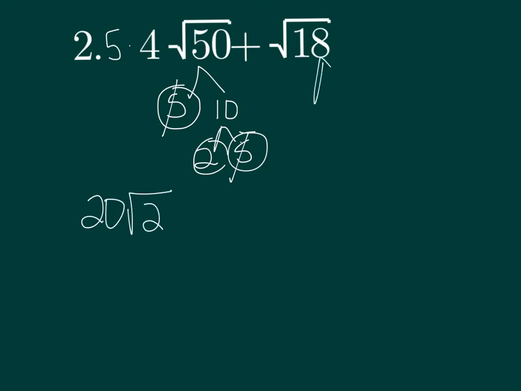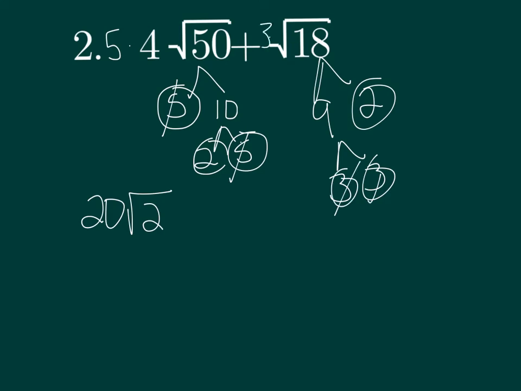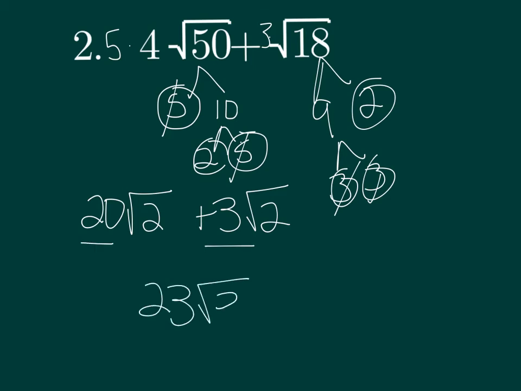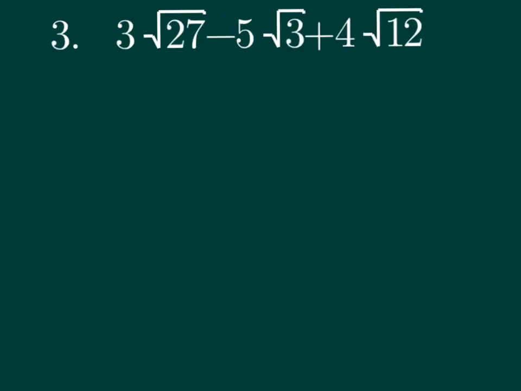Okay, now I'm going to simplify 18. And that gives me a pair of 3s, and the 2 stays in. Now they're like terms, so I can take the 20 plus the 3, and I get 23 square root of 2, and that's my answer. All right, next one's 3 of them.